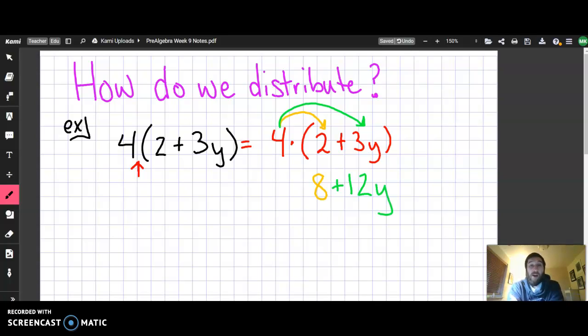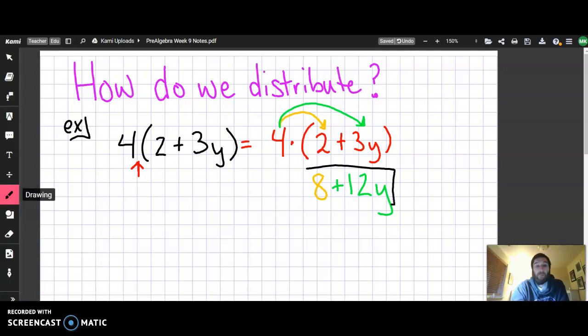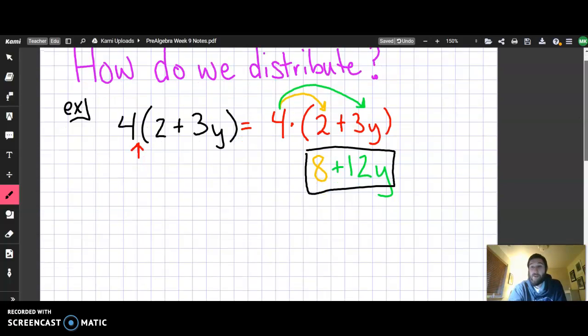We could write the y in front, but that's just math grammar. It doesn't change our accuracy at all. And so the 8 plus the 12y is the answer we're looking for. Now, let's look at another example of this, because like I said, this is the same thing as just multiplying.